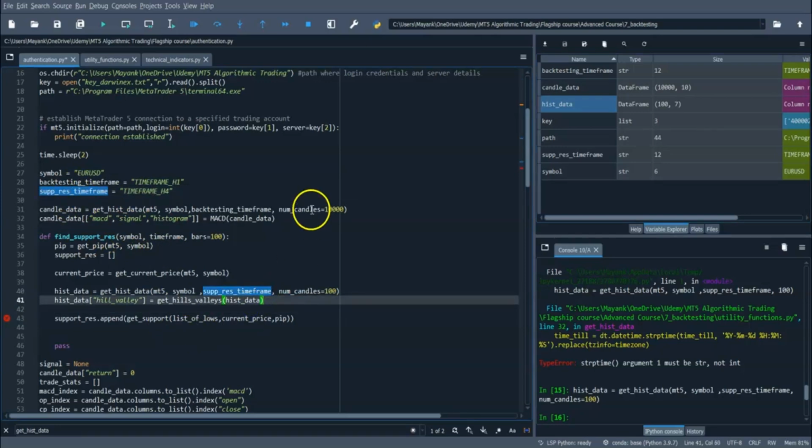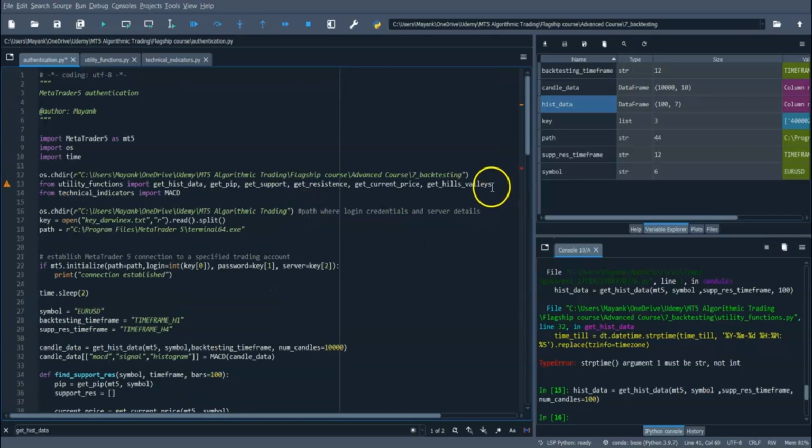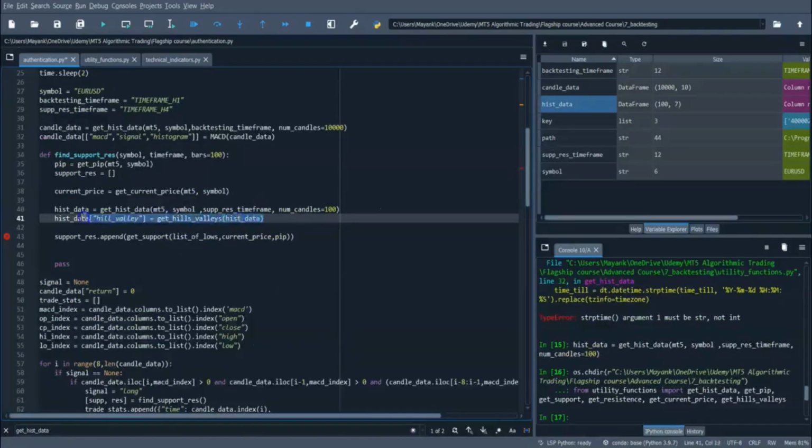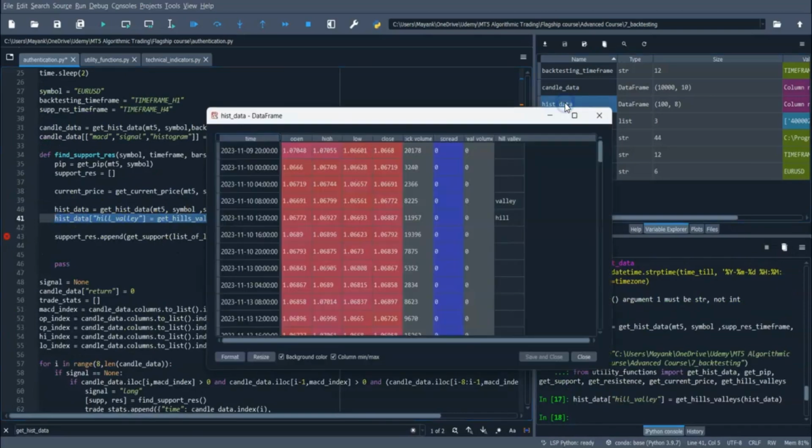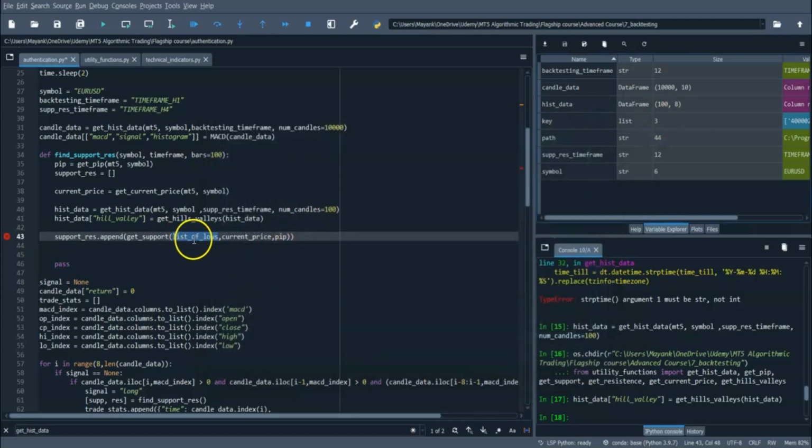Now let us run this. Actually, have I imported this? I don't think I have. So let me import get hills valleys as well. Now, if I run this and open historical data, you can see that we've got hills and valleys now, the highs and the lows. So what we have to do is take all these valleys, take the low prices for all these valleys and pass them to a list. And that would be the list of lows. So how do we do that?